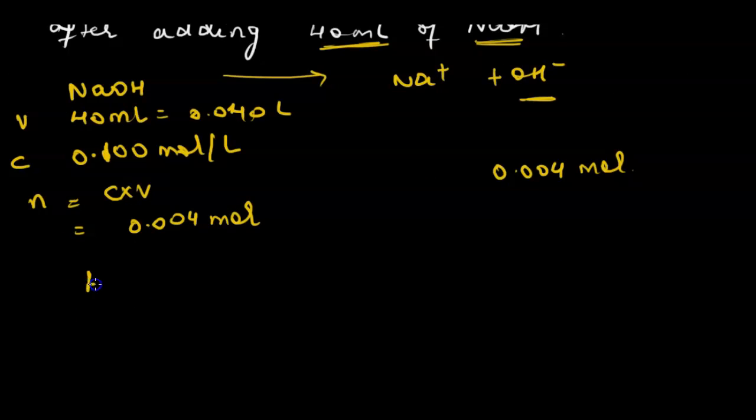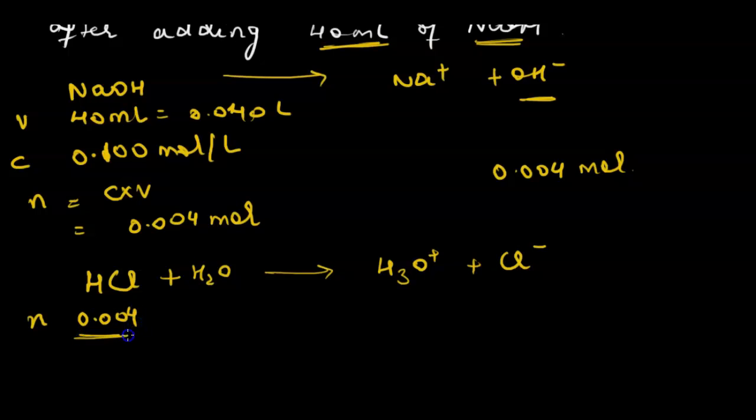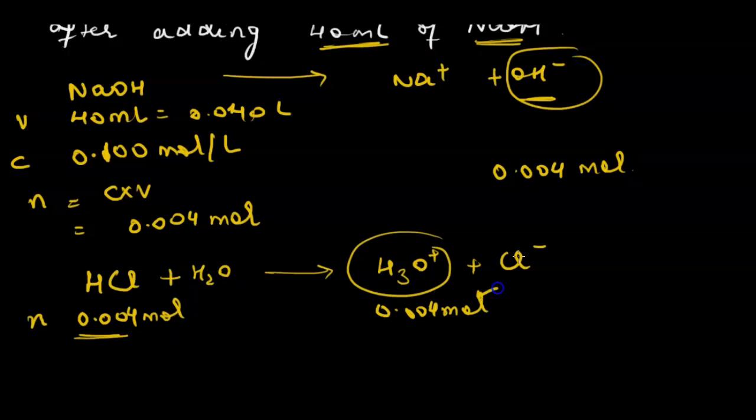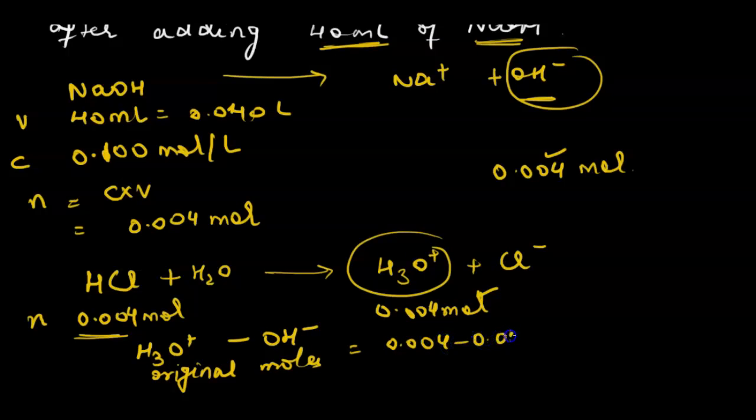No change has happened to HCl. HCl gives us H3O positive ions and Cl negative ions. The HCl moles that we had calculated earlier was already 0.004 moles. So H3O positive is still 0.004 moles. Now because these are going to neutralize, they are going to get subtracted from each other. So we would have H3O positive original minus OH negative moles, which is equal to 0.004 minus 0.004, that is equal to 0 moles. Hence, we are not left with any H3O positive moles inside the titration flask anymore.